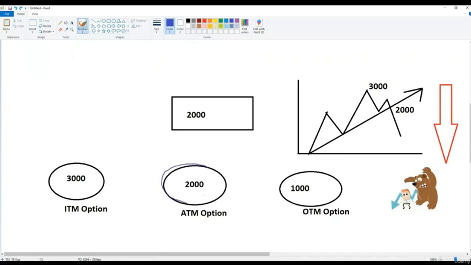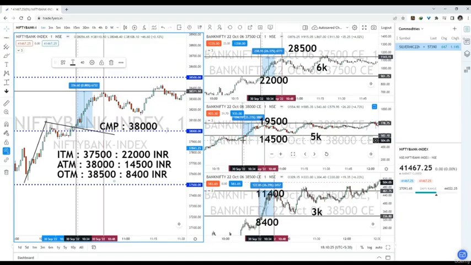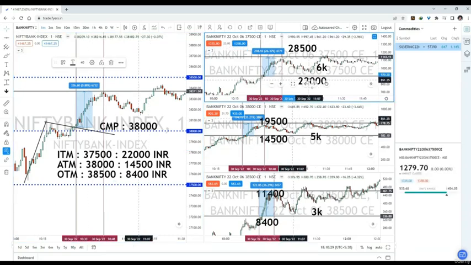Let's say at 2000 rupees you shorted and right now the market price is also 2000, no profit no loss, then it is the at the money option. And let's say you sold something at 1000 rupees, and later on that asset has a price of 2000 rupees, meaning you will feel some sort of loss, then it is out of the money, OTM. So let me take you to this chart and let me try to explain this.